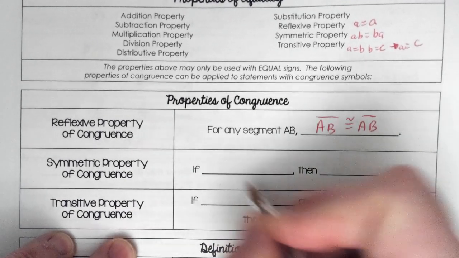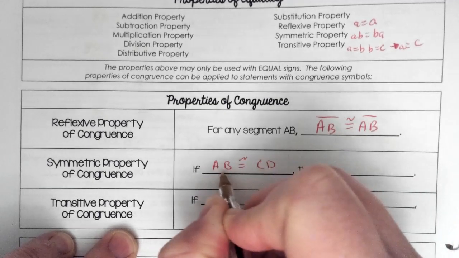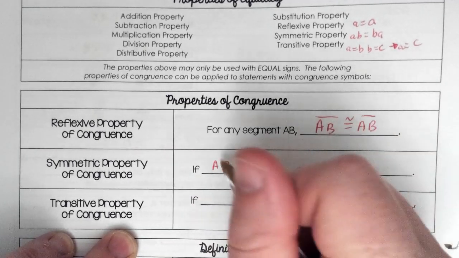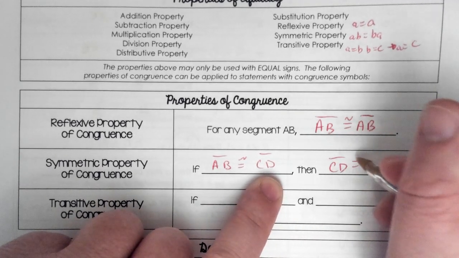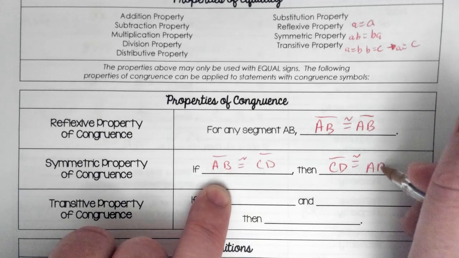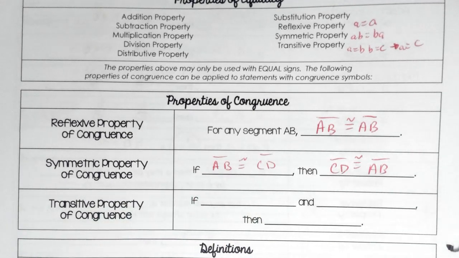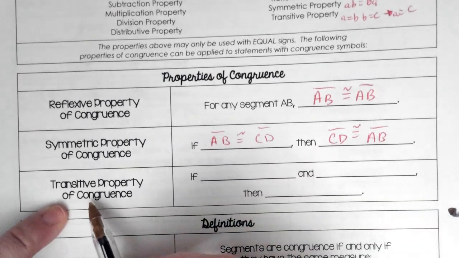So if we have AB is congruent to CD, we'll just flip it around. We know that CD is congruent, so that's equal sign with a squiggly above it, to AB. That's it. That's the property of symmetry. All right. And then transitive property.